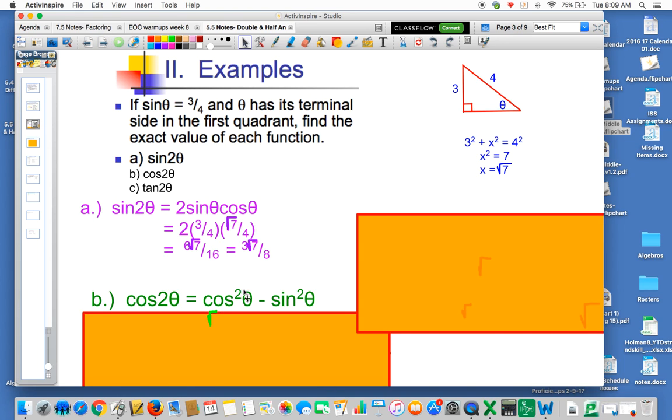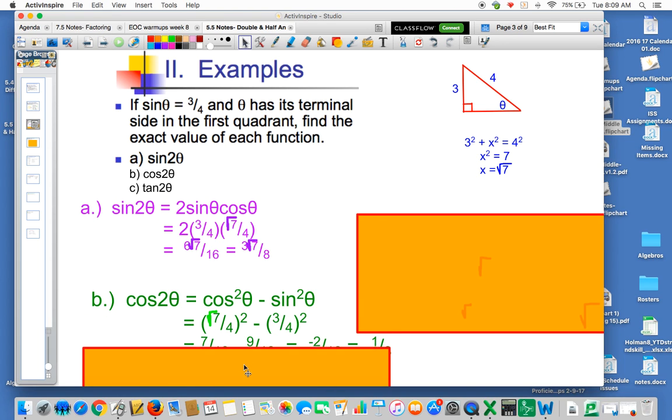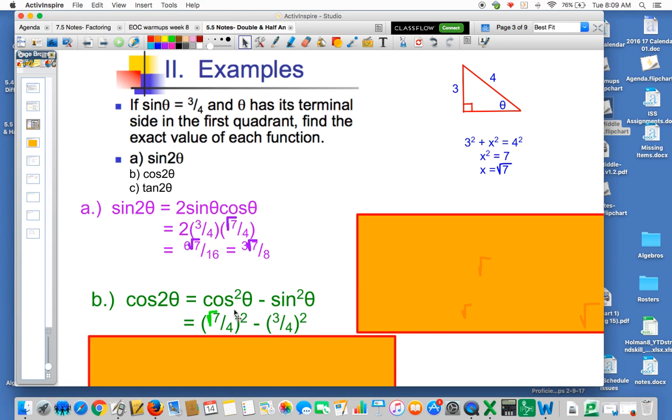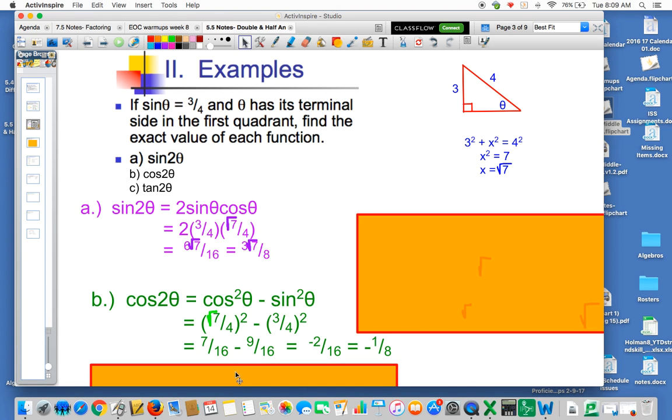So I just got to fill it in. Remember, cosine squared theta is like saying my cosine value squared. So this again is my cosine ratio, and I'm just squaring the whole thing. Sine squared theta, I'm taking my sine ratio from before and squaring it. So I got to square top and bottom. Root 7 squared is just 7. 4 squared is 16. 3 squared is 9. 4 squared is 16. Hey, look, these are fractions that already have the same denominator. 7 minus 9 is negative 2 over 16, which reduces to negative 1/8.